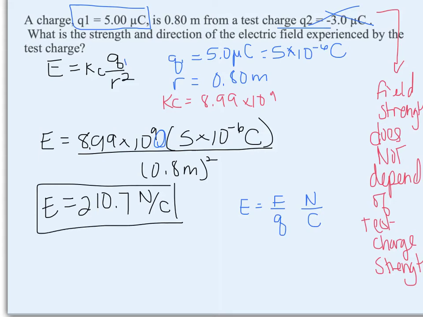But what we need to look at last is the direction of the field. Our test charge this time is negative, and electric field strength is defined as positive. So even though these two charges, Q1 and Q2, will be attracted to each other, our field is going to be directed away because it's based on a positive test charge. And a positive test charge would be forced away from a positive charge. So our electric field direction is away from the charge.